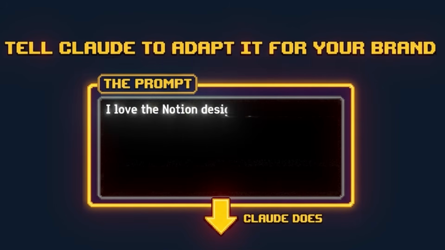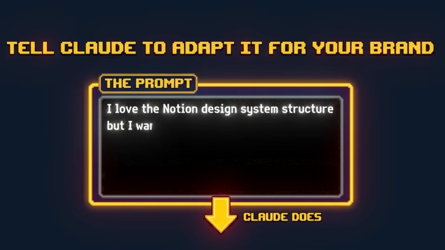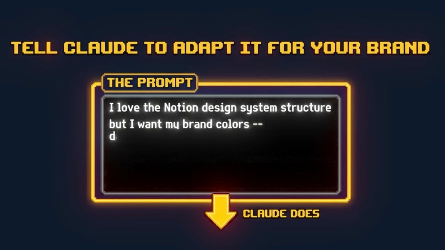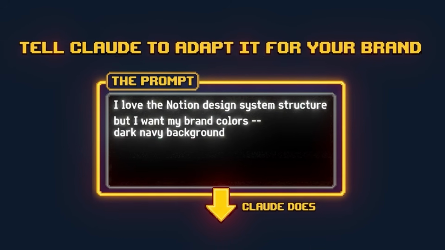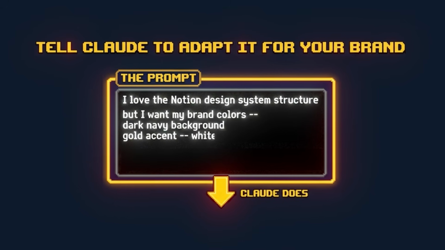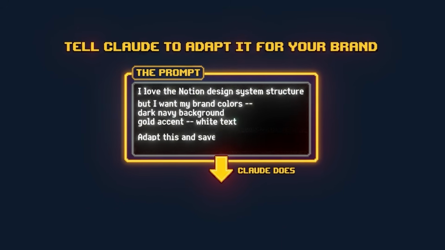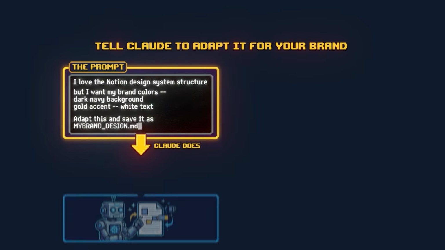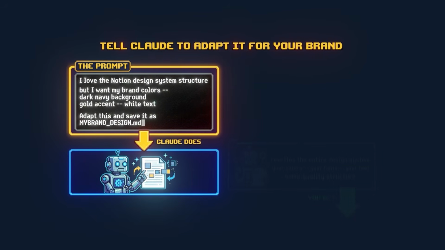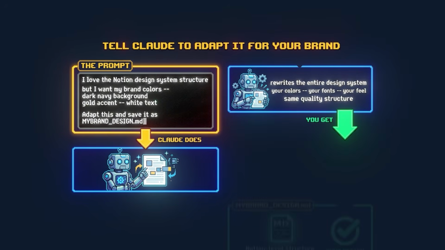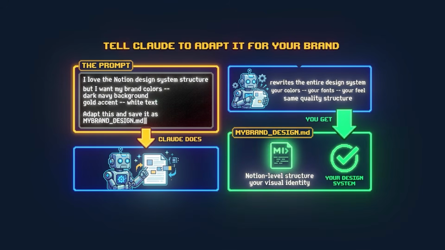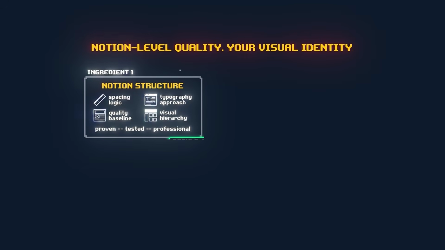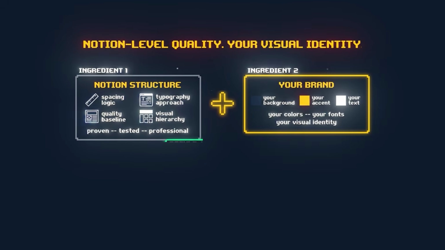Here's how that works. Tell Claude, I love the Notion design system structure, but I want my brand colors, dark navy background, gold accent, white text. Adapt this and save it as mybrand_design.md. Claude rewrites the entire file with your specifications. Now you have a custom design system. Notion level structure and quality, your visual identity.